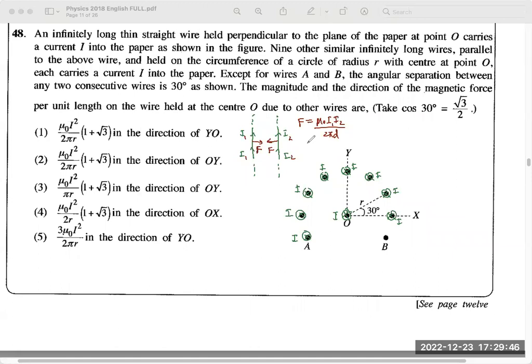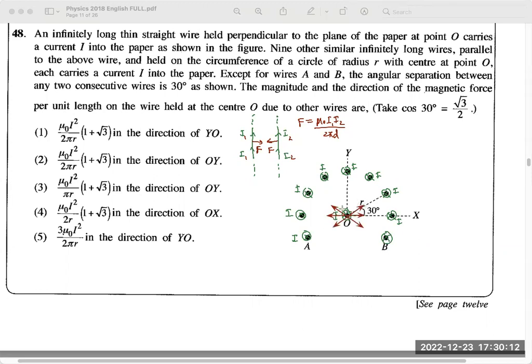Now here there are 9 wires which are carrying a current into the plane, and all 9 of them, 1 2 3 4 5 6 7 8 9, are going to create forces on this. And now there will be a force in this direction. Let's draw the forces one by one quickly. There will be two forces like this. There will be two forces like this. There will be two forces like this.